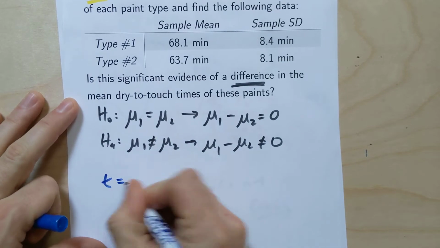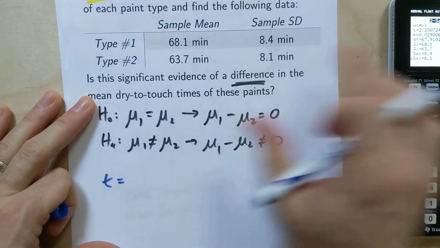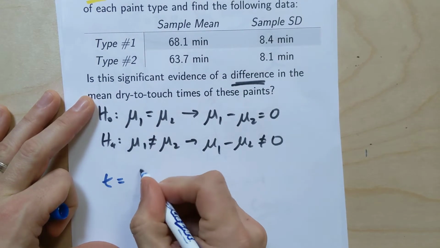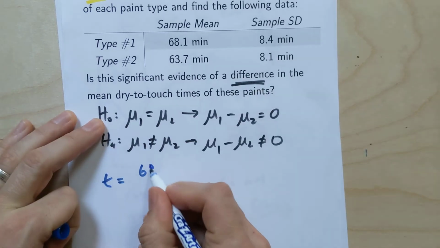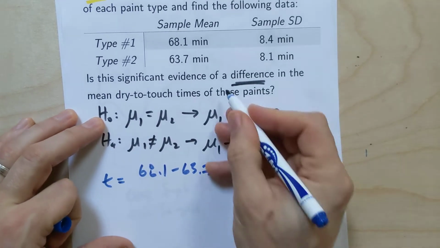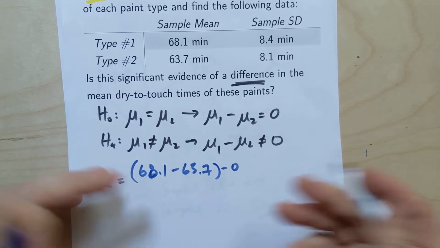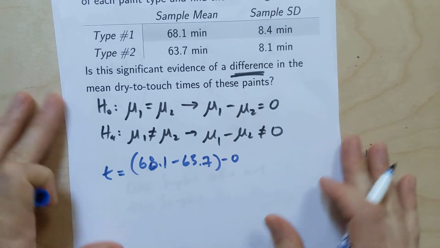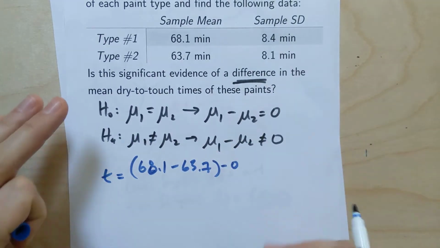So our test statistic would be a t-test statistic. And so what I'll do is I'll take the difference in my sample means. In this case I'm doing mu1 minus mu2, so I'll do 68.1 minus 63.7. And of course, I assume that that difference is 0. So I could subtract 0 just to be thorough with the formula, but it's not really all that important. We could always test hypotheses where the difference is some number other than 0, but in AP Stat we don't do that. So there you go.